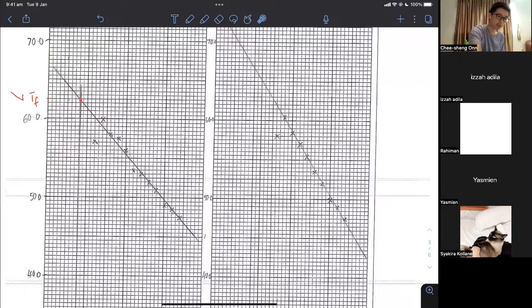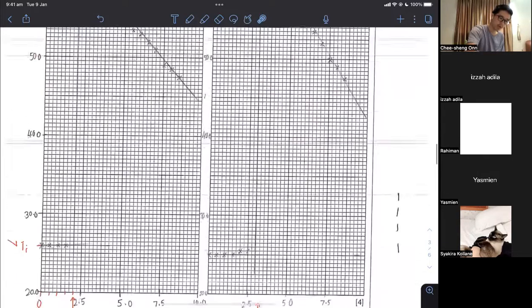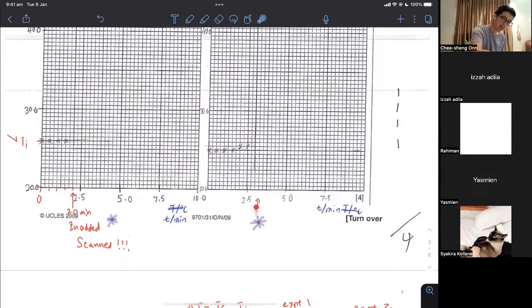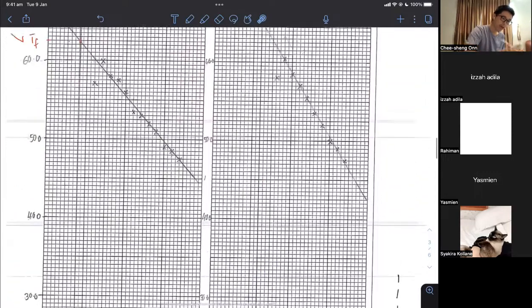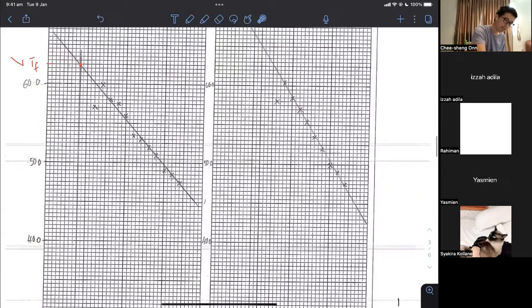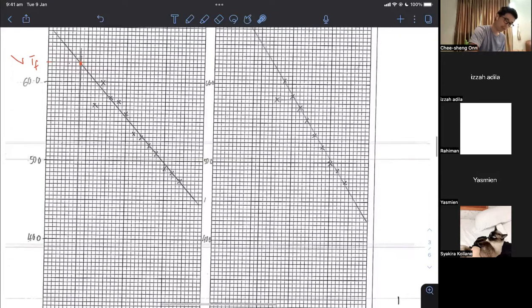So instead, we extrapolate the graph, and then we draw this line here to indicate where they intersect. Where they intersect, this is your final temperature. This was the time on the x-axis, the time when you added in the solid, when you kickstart the reaction. So this is the highest temperature reached, but this is the final temperature in degrees Celsius.